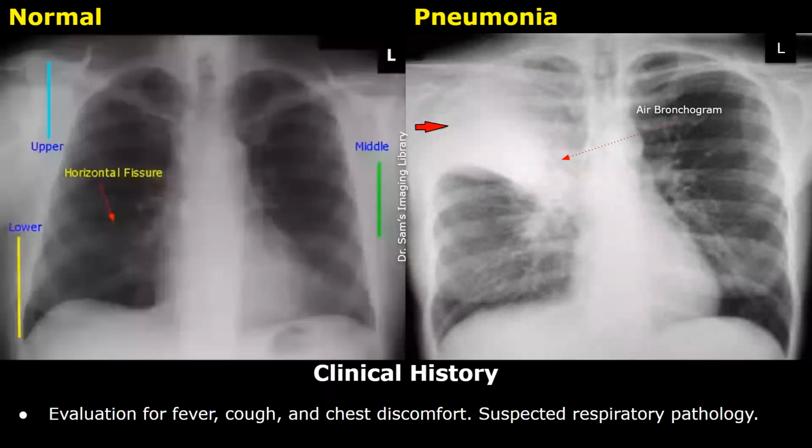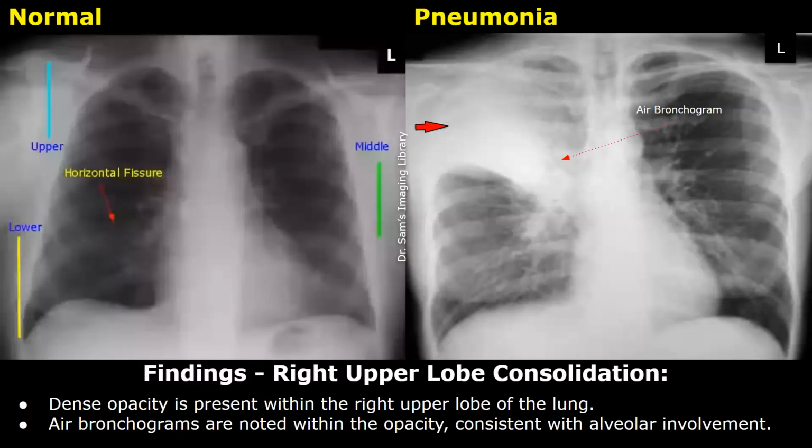This is our next example. Clinical history: evaluation for fever, cough and chest discomfort, suspected respiratory pathology. Here are the findings. Right upper lobe consolidation. Dense opacity is present within the right upper lobe of the lung. Air bronchograms are noted within the opacity consistent with alveolar involvement.